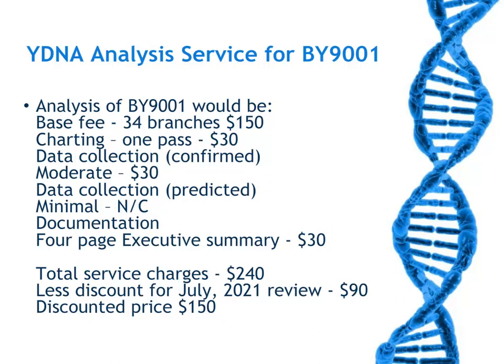So here are the costs associated with BY 9001, a predictable haplogroup. The base fee is for 34 branches, and that puts it in the $150 range. I did one chart pass, so that's an extra $30. Data collection for confirmed testers was moderate, so $30. And data collection for the predicted was minimal, and documentation was a 4-page summary, which is an extra $30.